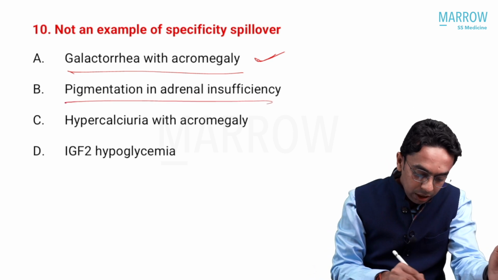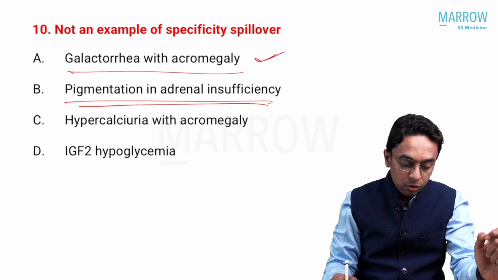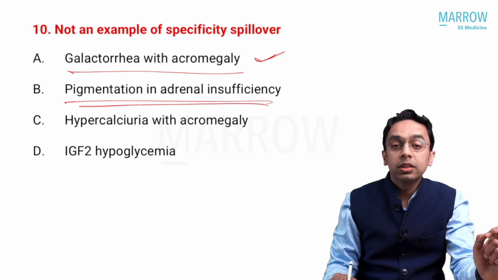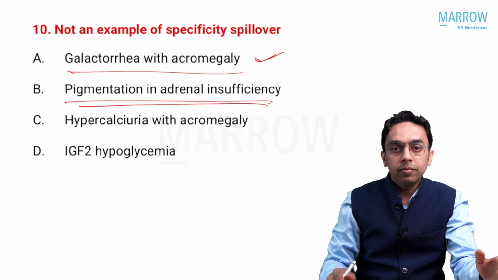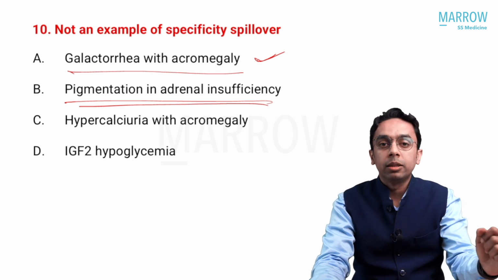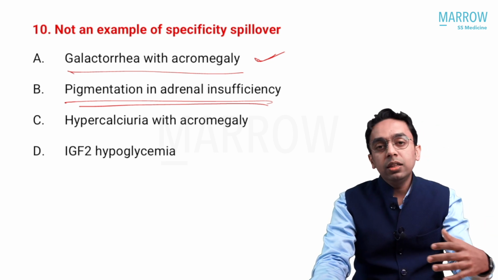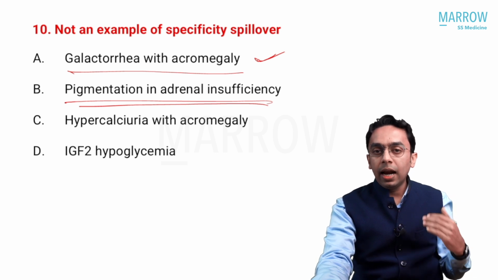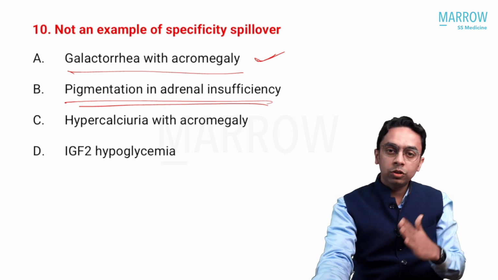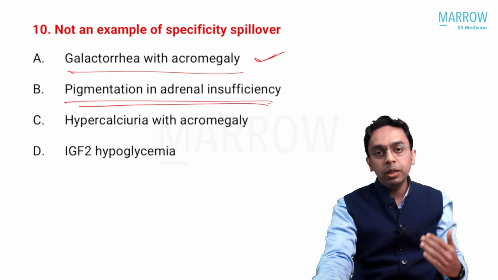Then pigmentation in adrenal insufficiency. This is also an example of specificity spillover. When ACTH is high in adrenal insufficiency, it acts on the MC1R receptor and causes pigmentation.